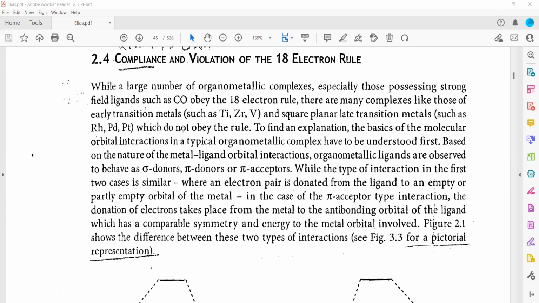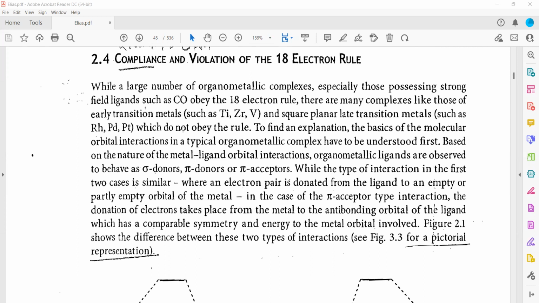So what is the basis of this, and how do we know when it is following and when it is not following? In order to study this, we must know the depth, that is the molecular orbital diagrams. So we need to know some basic principles about the molecular orbital diagram and what really happens, where this 18 electron term comes from, and also why there are different types of ligands.